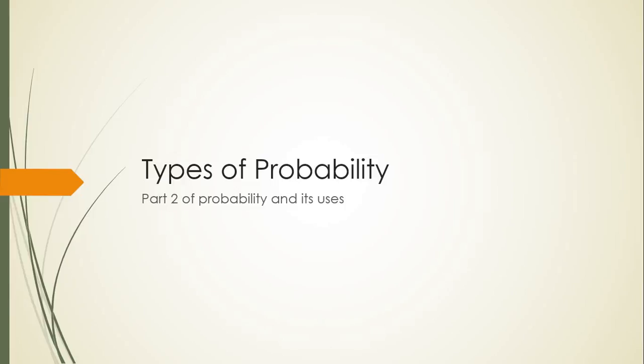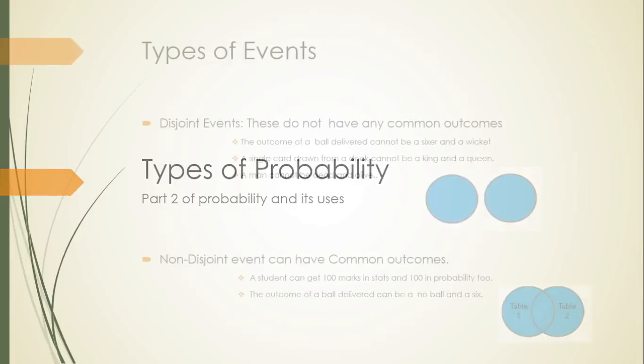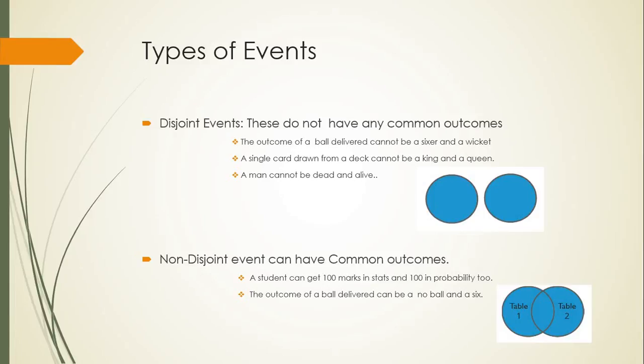Today in this video we'll learn types of probability. This is the second part of probability and its uses. So types of events first, we'll see disjoint events and non-disjoint events.